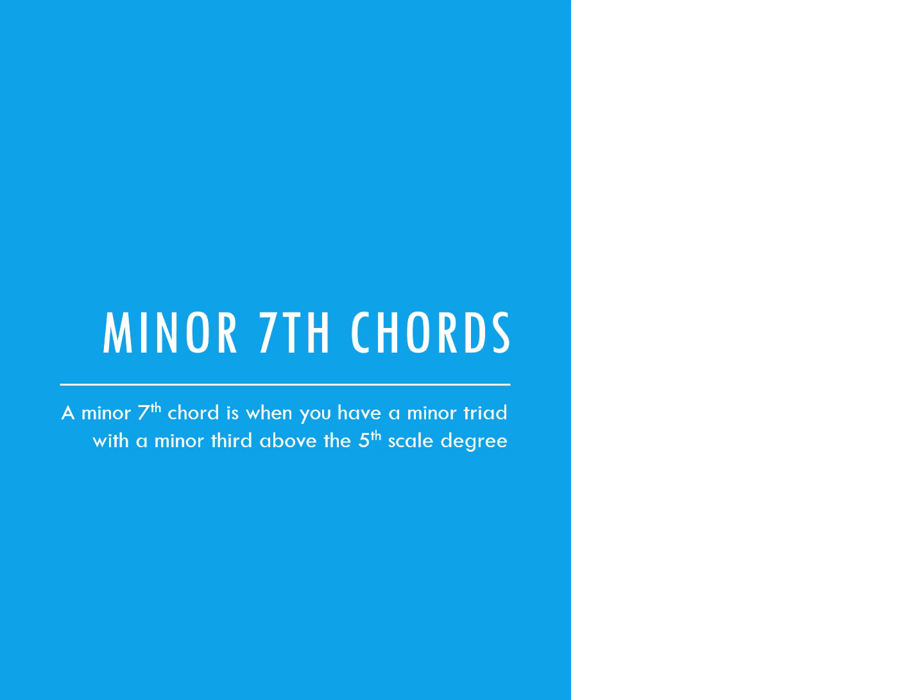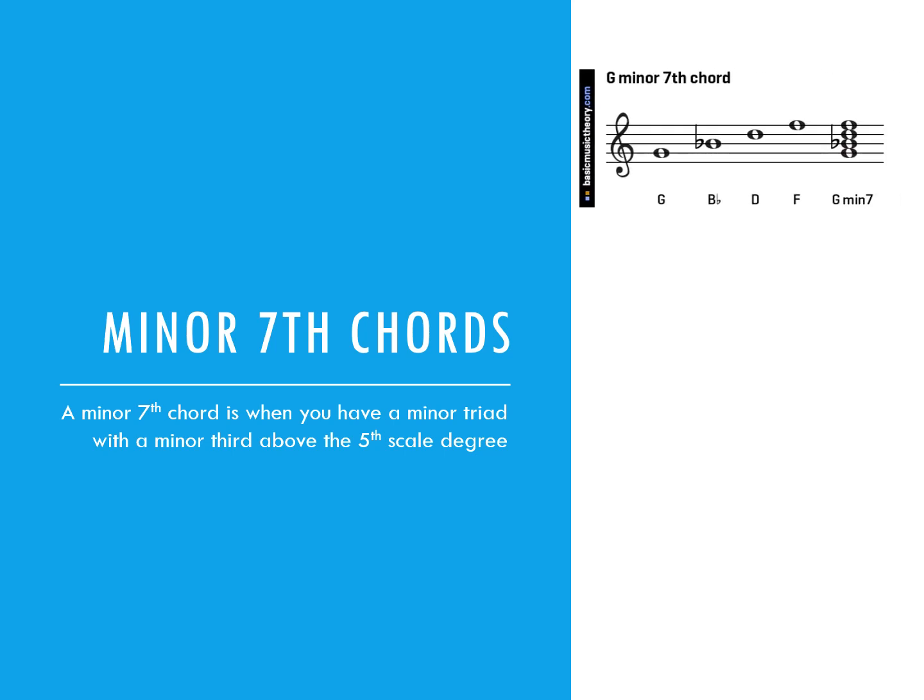A minor seventh chord is when you have a minor triad with a minor third above the fifth scale degree. Take G minor, for example. To make a G minor triad, you need the notes G, B flat, and D. Then, a minor third above D would be an F. To make the G minor seventh chord, you'll need the notes G, B flat, D, and F.